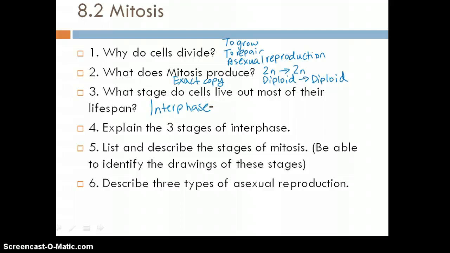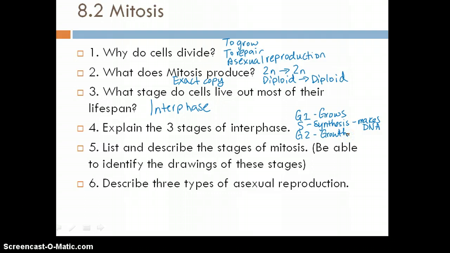The three stages of interphase are G1, where it grows initially after having been born, kind of. S is synthesis, where it makes DNA. And the reason it makes DNA is only if it is going to go to mitosis. So it will live in G1 or go through G1, and then it might stop. It might never go through synthesis. G2 is a second growth phase to get ready for cell division.